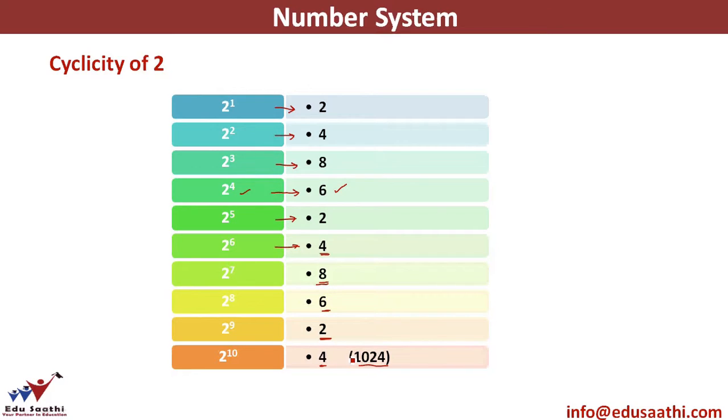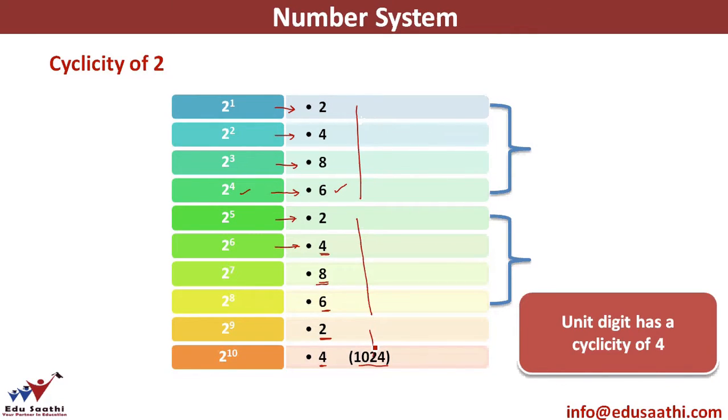Now once I do all of these things, I will observe 2, 4, 8, 6, 2, 4, 8, 6. So what is happening? This thing is getting repeated. So I have a cyclicity of 4. If I talk about the last digit being 2, the unit digit has a cyclicity of 4.